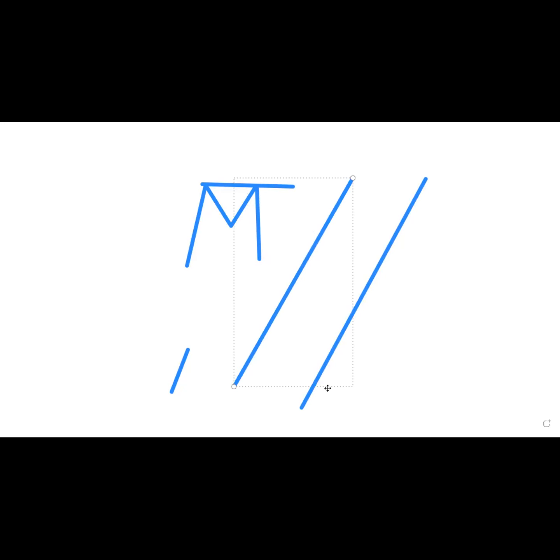The best way to trade the double top pattern is to wait for a breakout of the neckline. Wait for the breakout of the neckline.